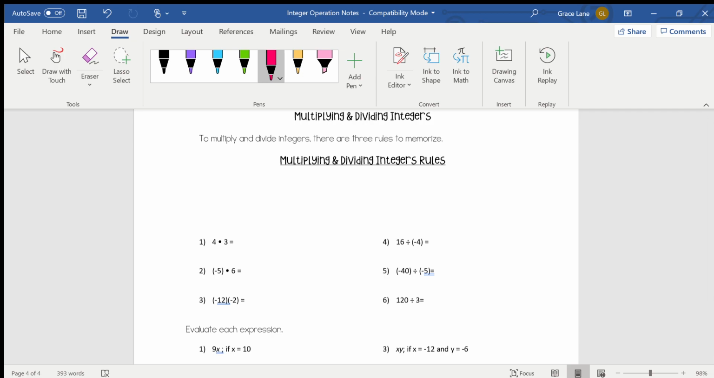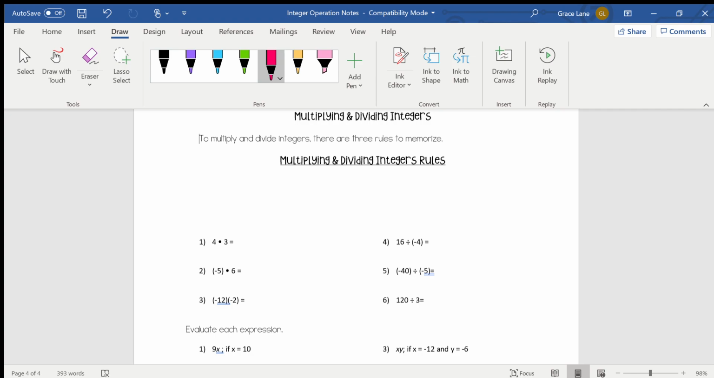Alright, you guys, today we are going to learn how to multiply and divide integers. This is really simple, actually. Integer operations like adding, subtracting, multiplying, and dividing integers is actually one of my favorite things to do. As long as you remember, there are three basic rules, you will be able to multiply and divide integers, and this is later going to help you add and subtract integers.